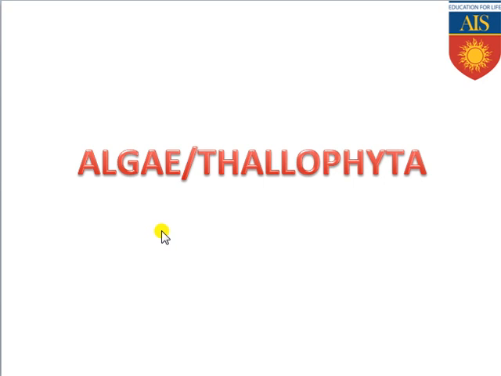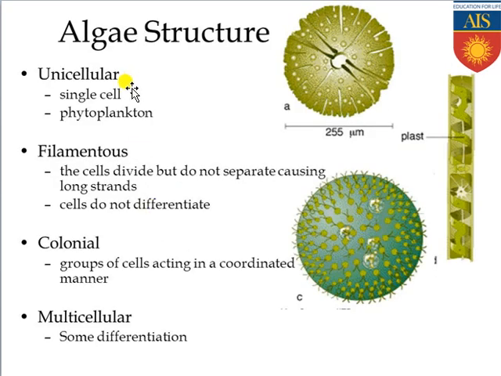First of all, when we start discussing algae or Thallophyta, we have to see how many types of algae or Thallophyta we can commonly see. So let's see in the next slide. Algae are commonly unicellular. They can be filamentous, they can be colonial, they can even be multicellular.